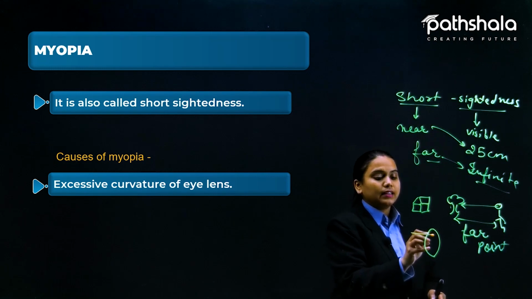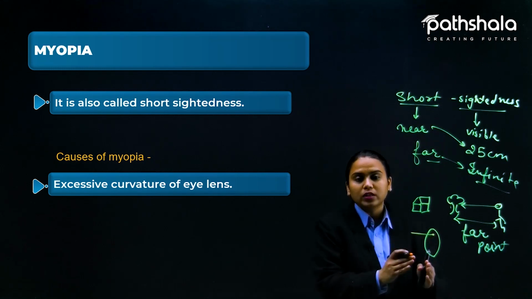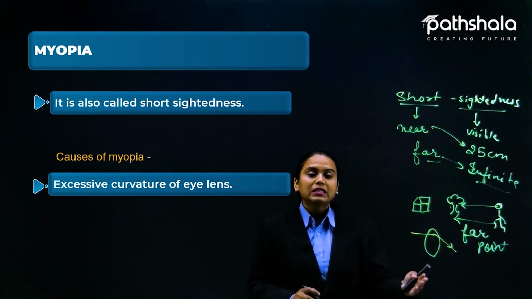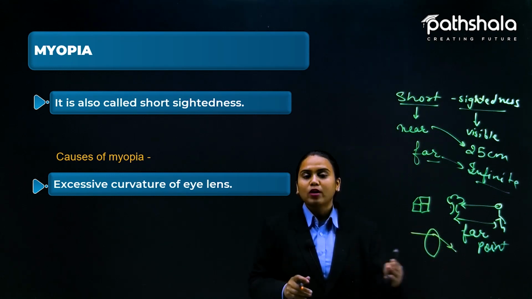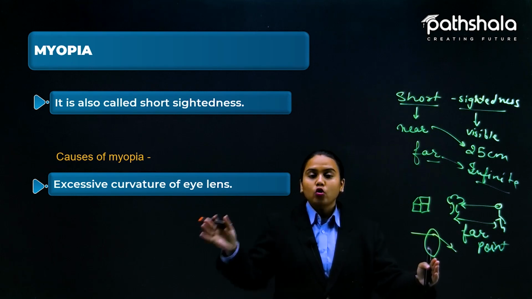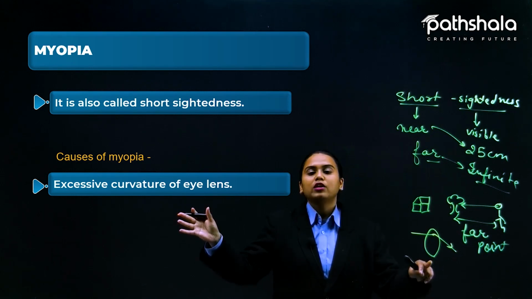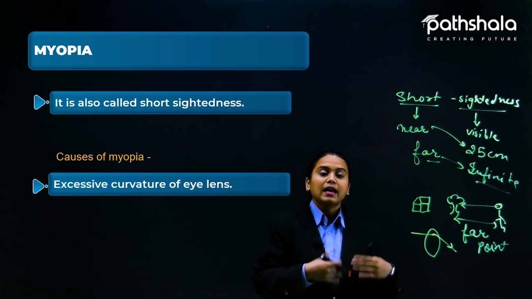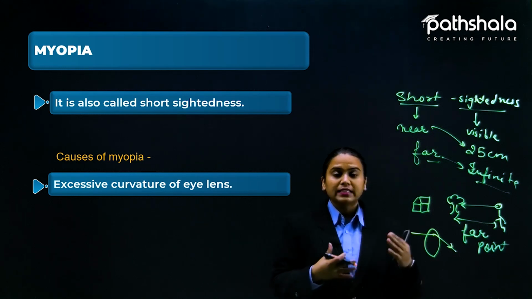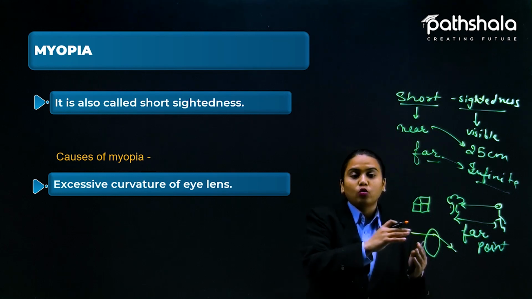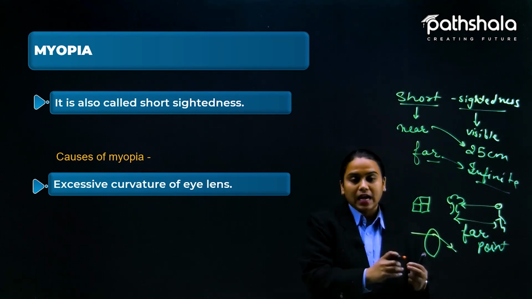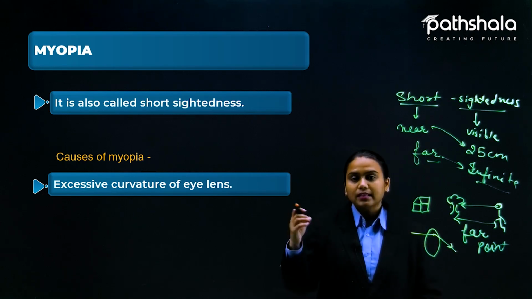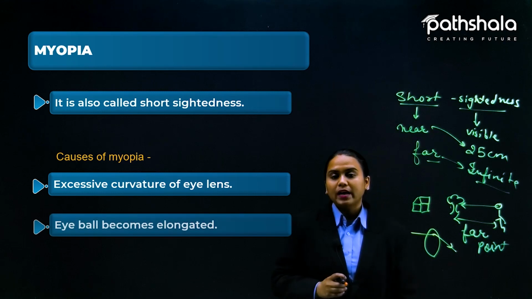That is, the light passing through this lens is getting bent soon. That means the focus point is getting earlier. So that is one of the causes: the curvature of the eye lens is getting excessive. Now it is not going to reduce its size and make itself thin very easily. That is one of the causes of the myopic eye.